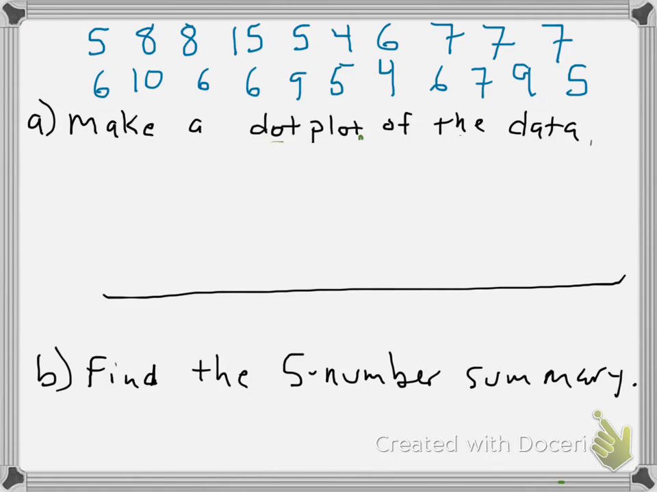Alright, so part A, we're going to make a dot plot of the data. To start out with a dot plot, we look at our list of values, and we want to know what our minimum and our maximum are. I see my minimum looks like it's 4, my maximum is 15, and it's nice to scale my x-axis nicely here.